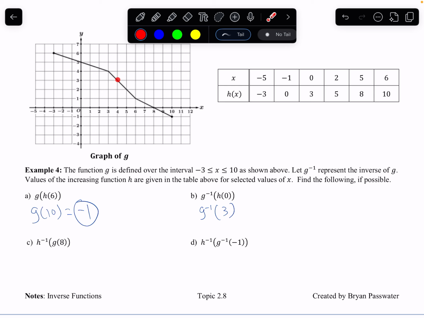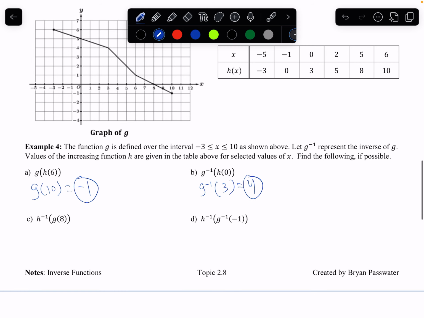That's just g. And here's how I'm going to think through it. See this point right here? If I put a 4 in, a 3 comes out. So this point is (4, 3). So on the inverse, you switch it: (3, 4). On the inverse, if I put a 3 in, a 4 comes out. So that's going to equal 4. Let's go to the next one.